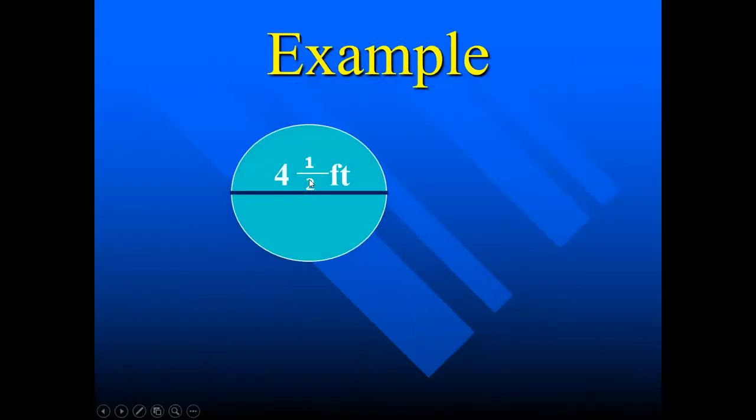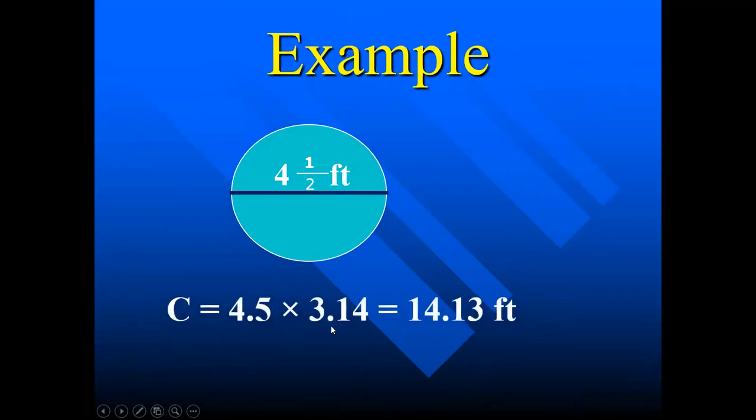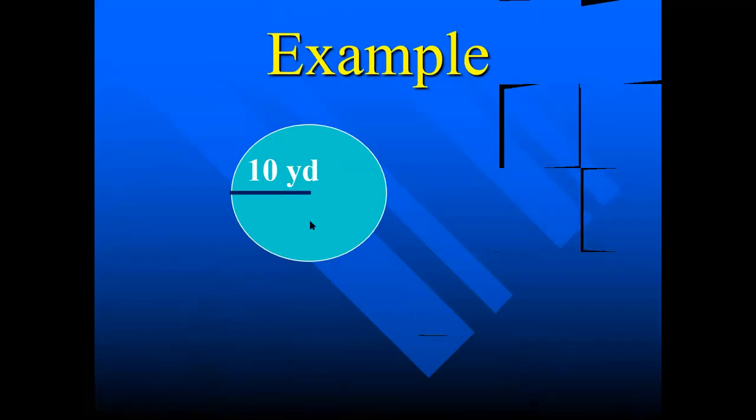Here's the diameter 4.5. Half in decimal form يا جماعة means 0.5. يعني the diameter here will be 4.5. Multiply 4.5 by 3.14. The result will be 14.13 feet.